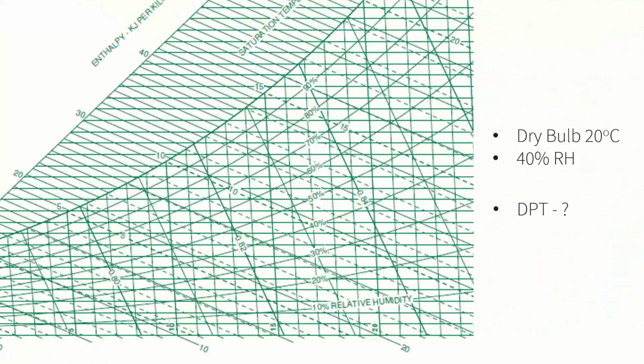Going through a really quick example here. If we have a dry bulb temperature, so the air temperature, of about 20 degrees, and we have about 40% RH, type it in if you get a chance there. What do you think the dew point is for something like that?